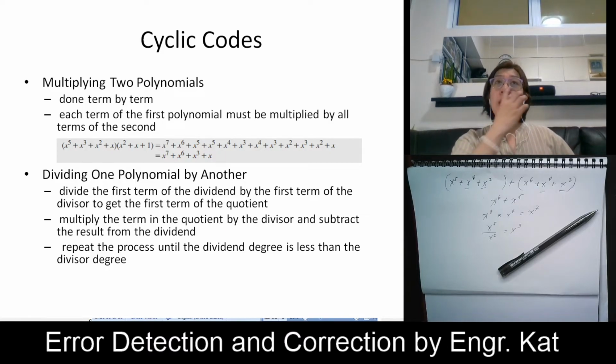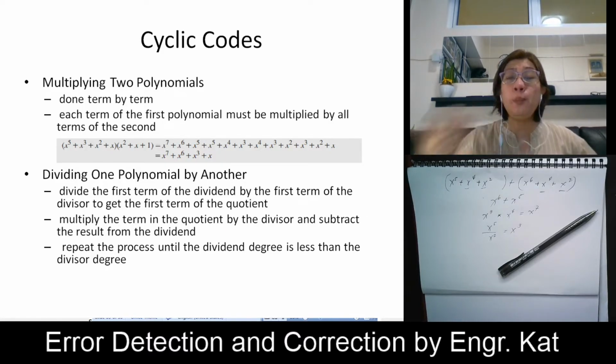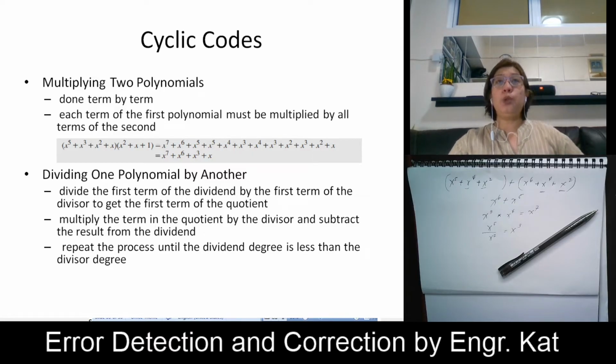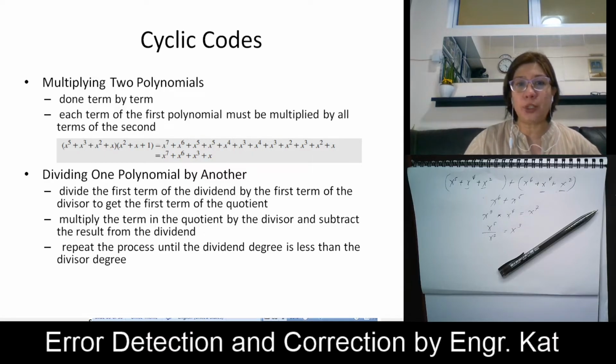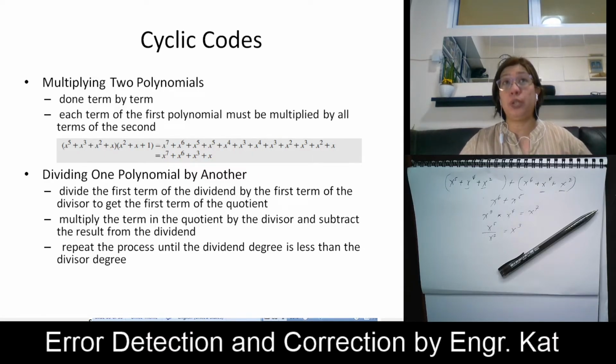How about dividing one polynomial by another? You simply divide the first term of the dividend by the first term of the divisor to get the first term of the quotient. Then you multiply the term in the quotient by the divisor and subtract the result from the dividend. We repeat the process until the dividend degree is less than the divisor degree. The division of polynomials is conceptually the same as the binary division that we discussed in the earlier cyclic redundancy check encoder.